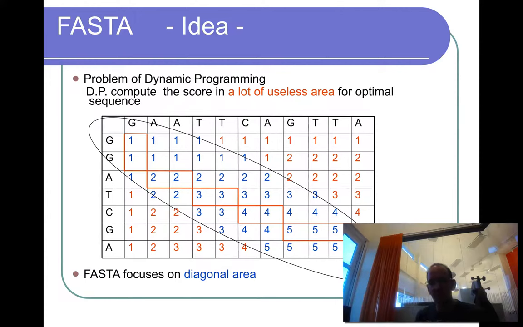So the idea of FASTA is to not fill out all the 77 fields, but only focus on the diagonal areas, the things in the middle that are finding good alignments. Of course, in this small case, we'll only save a factor of 2, because you have an equal amount of blue and red dots. However, in a big database, or a long sequence, the diagonal area is basically as long as the longer sequence times 2 or 3 or 4, depending on the size of the area, while the other one is the size of the long sequence compared to the short sequence.